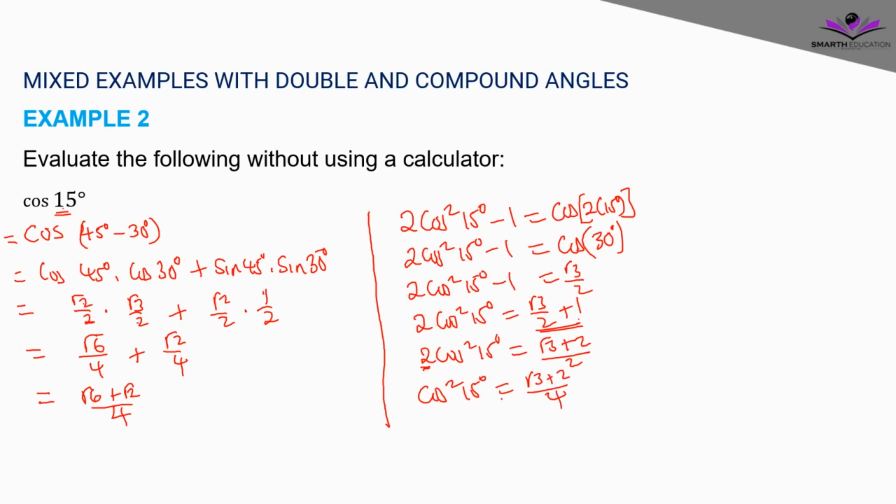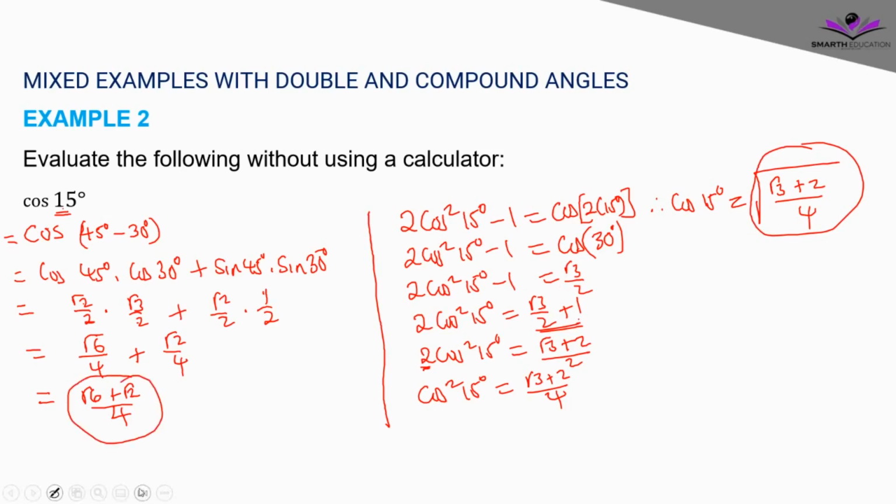And now we can square root both sides, and get that cos 15 degrees is equal to the square root of root 3 plus 2 over 4. You can check using a calculator. This value and this value will give you the same answer as a decimal.